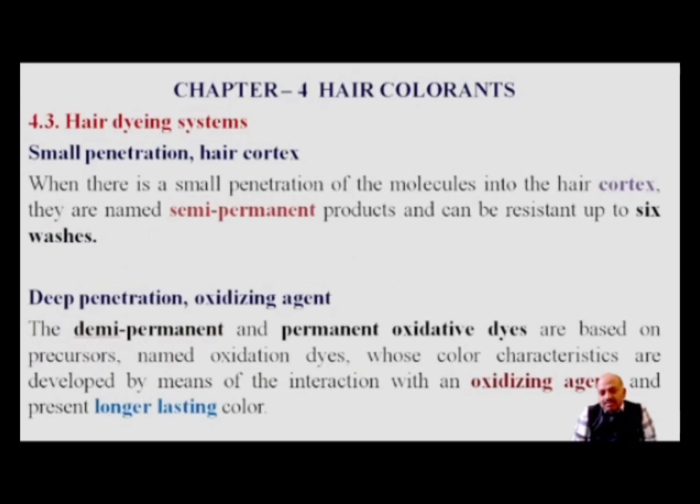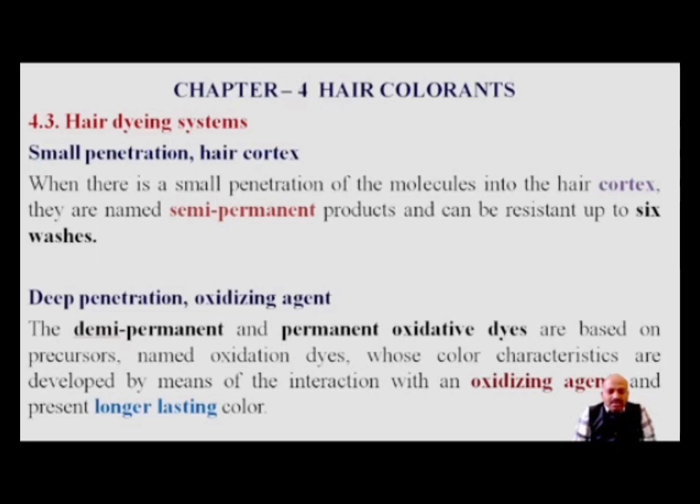Small penetration, that is, into the hair cortex, we can see. We have seen the picture of the hair cortex. So a small penetration will take place. When there is a small penetration of the molecules into the hair cortex, they are named semi-permanent products and can be resistant up to 6 washes. So some sort of very small penetration can be done by the dye molecules, and they can be called semi-permanent dyes, and they can resist the color up to 6 washes only.